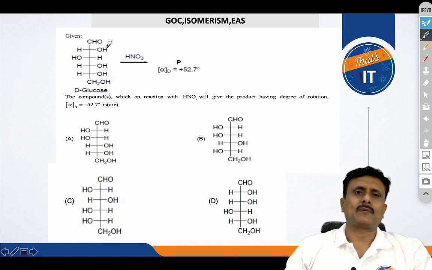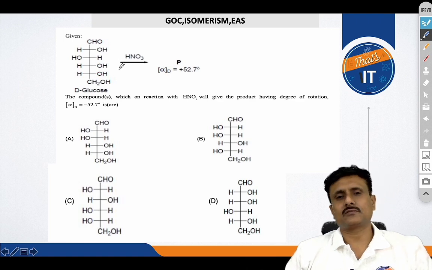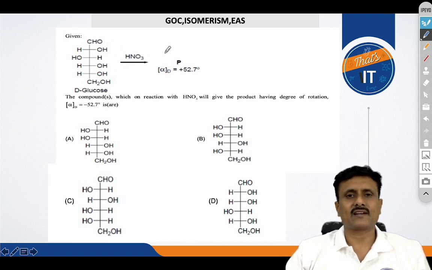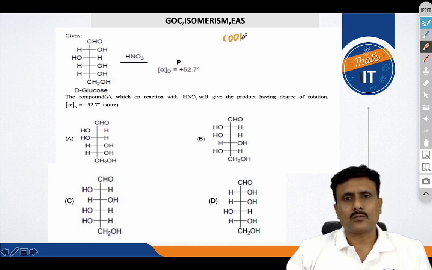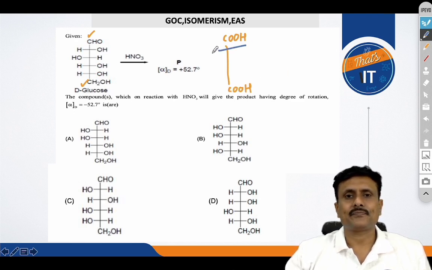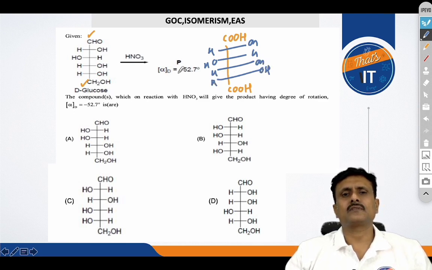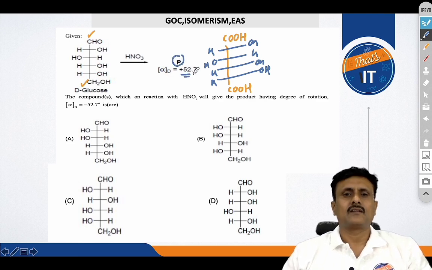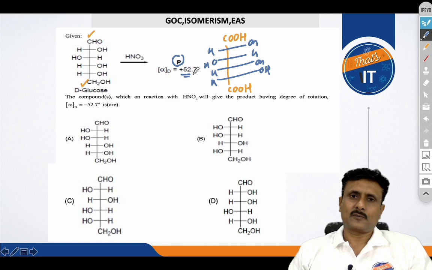You can see the basic property of the glucose is the reaction with HNO3, very frequently asked, isn't it? So what is the product which is obtained in that reaction? You can see that COOH is obtained when the CHO and CH2OH are oxidized. So you need to write the product of this reaction first. Rest of the groups are unaffected, they remain intact. Alright, so this is the product which is having 52.7 degree optical rotation.